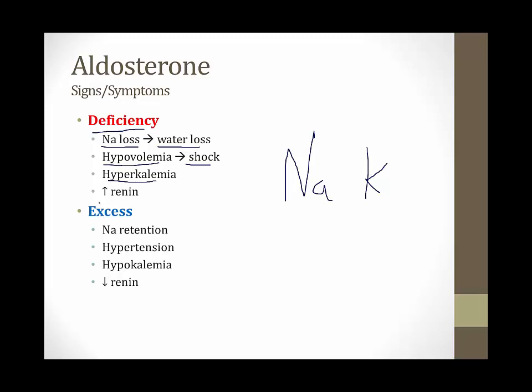And then finally, renin levels will be up because the kidneys are trying to correct the deficiency, but they can't correct it because the adrenal glands are not normal and can't produce aldosterone normally. When there is aldosterone excess in a congenital adrenal hyperplasia syndrome, the signs and symptoms are the opposite. So there's sodium retention by the kidneys, and this leads to hypertension. In addition, there is hypokalemia from potassium loss, and then renin levels will be low because the kidneys are trying to correct the aldosterone excess, but they cannot.